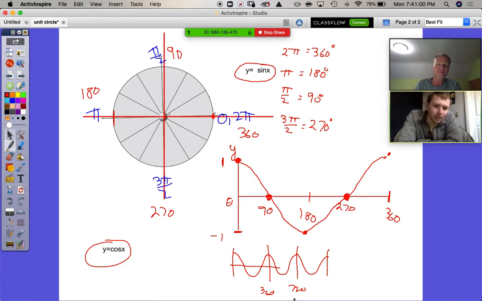And then, do I need to bore you with the pies? We could just say that this is 2 pi, half of the way is pi, and half of pi is pi halves. Same thing we have written up here. And then this would be 3 pi halves. So if you're in radians or degrees, the graph is going to look the same. It's just a different unit on the x-axis.